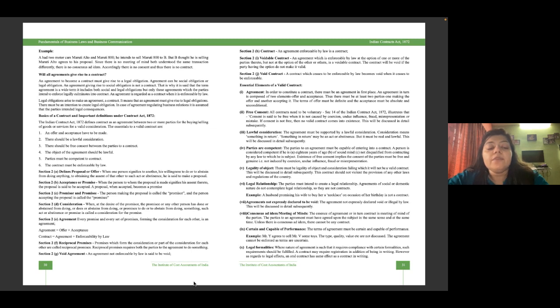So, when at the desire of the promisor, Section 2D says the promisor or any other person has done or abstained from doing, or does or abstains from doing, or promises to do or to abstain from doing something, which is an act or abstinence basically, such an act or promise is called a consideration for the purpose. What exactly are you doing for the other person?